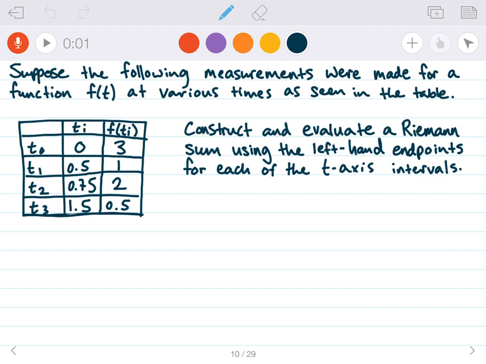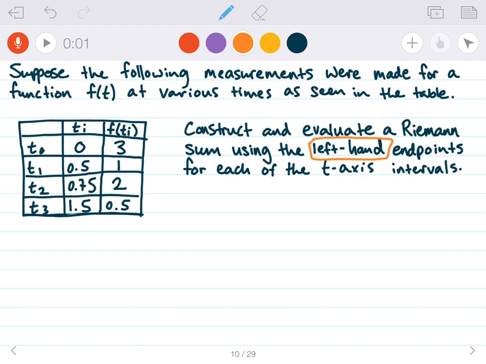All right, so suppose the following measurements were made for a function f of t at various times seen in the table. Construct and evaluate a Riemann sum using the left endpoints for each of the t-axis intervals. So what we've been doing, these sums, are called Riemann sums. And the integral that we've been looking at is called the Riemann integral. All right, so let's go ahead and do this. Now it's just asking us to use the left hand.